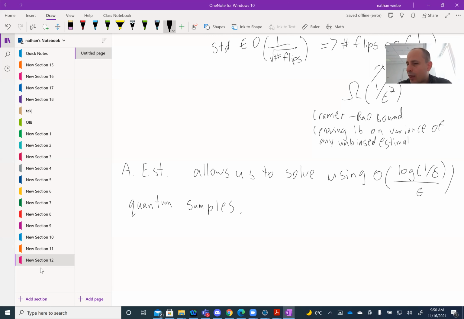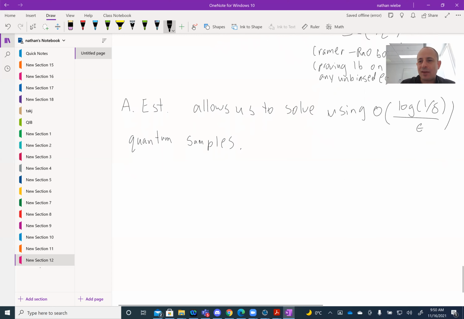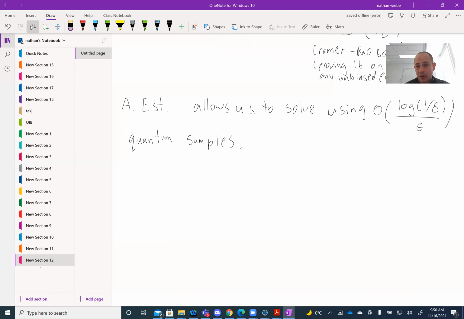And this is actually the root of speed ups in areas such as machine learning and other areas. So how does amplitude estimation work? Well, the way that amplitude estimation works is it combines two ideas that we've already seen: amplitude amplification and phase estimation. Now, it's been a while since we've talked about amplitude amplification. So you might wonder, what's the link with amplitude amplification?